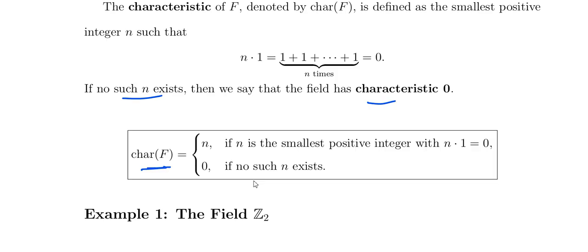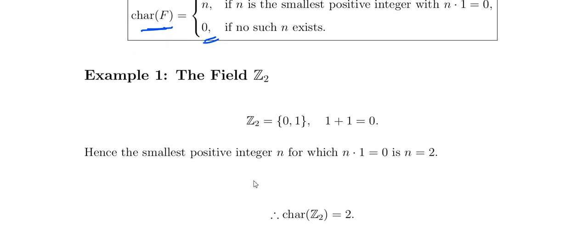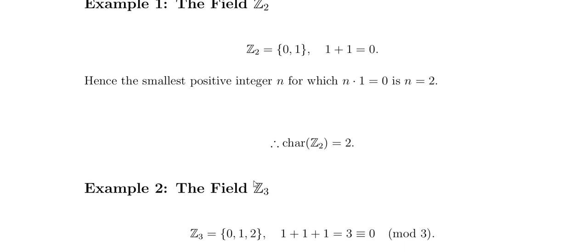So the characteristic of F is n, if n is the smallest positive integer satisfying n times 1 equal to 0. Otherwise, if no such n exists, the characteristic is 0. It's a very important concept. For the field Z2, what is the characteristic? Here 1 plus 1 equal to 0. So the characteristic of Z2 is 2.